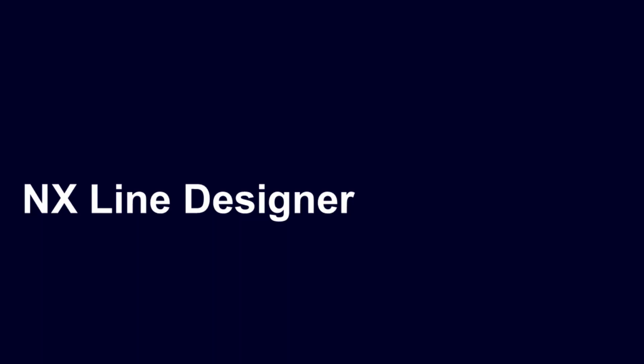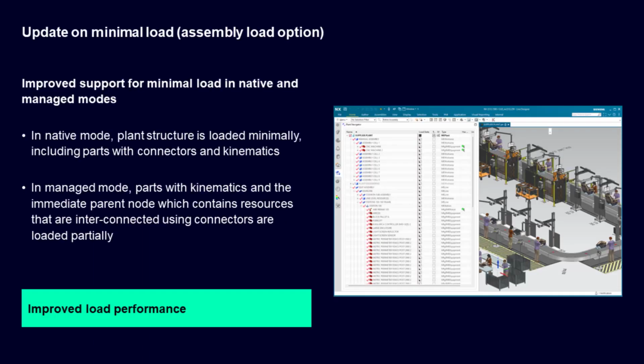Now we will take a look at the new enhancements done in NX Line Designer. In NX 2312, Line Designer offers improved support for minimal load in both native and managed modes. Users can use the minimal load option to load and display plant structures using lightweight representations to improve load performance. Note that to avail the improved performance, the component must be saved in NX 2312.